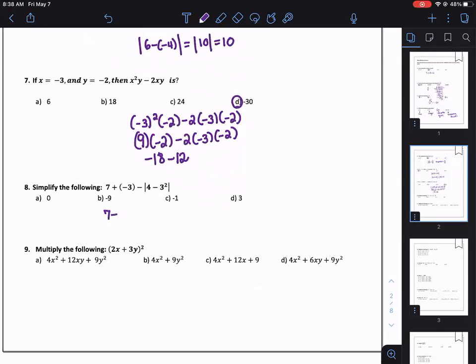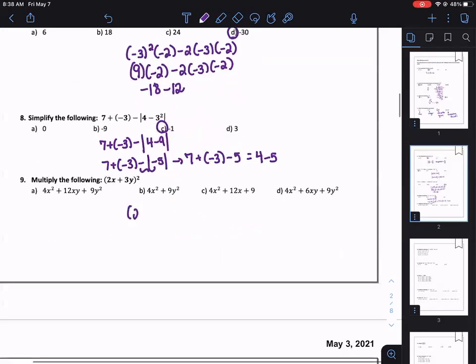Number 8 is going to be where we evaluate what's inside of the absolute value first. We get 7 plus -3 minus the absolute value of -5. Anything inside of an absolute value always comes out to be positive. Please do not make these 2 negatives a positive. Evaluate the absolute value first and then take the negative in front. 7 minus 3 is 4. 4 minus 5 is -1.